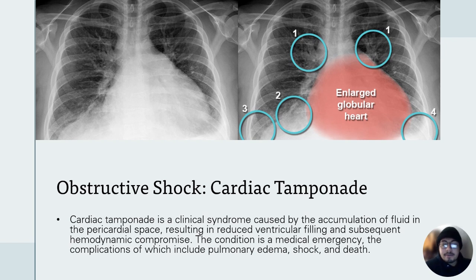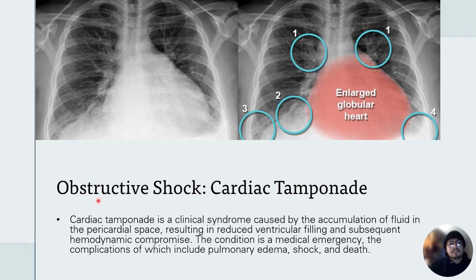A cardiac tamponade is a clinical syndrome caused by the accumulation of fluid in the pericardial space, resulting in reduced ventricular filling and subsequent hemodynamic compromise. The condition is a medical emergency, the complications of which include pulmonary edema, shock, and death.